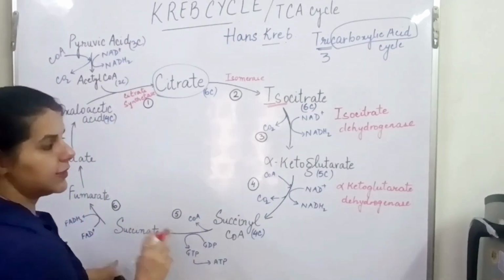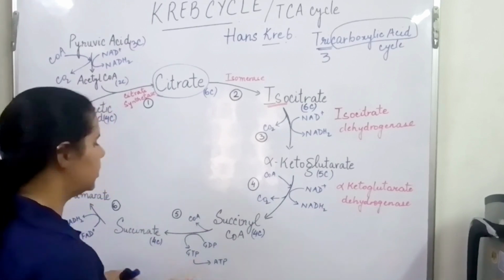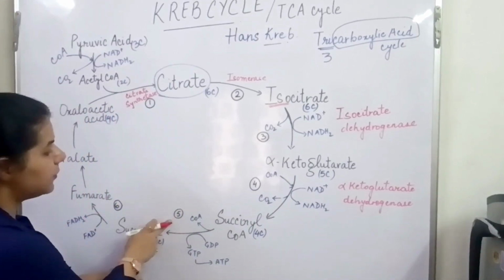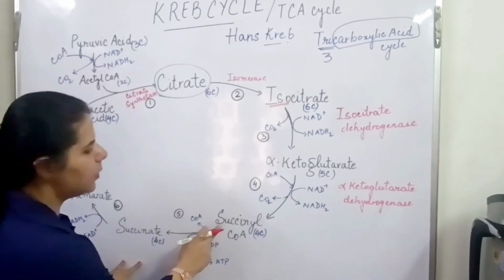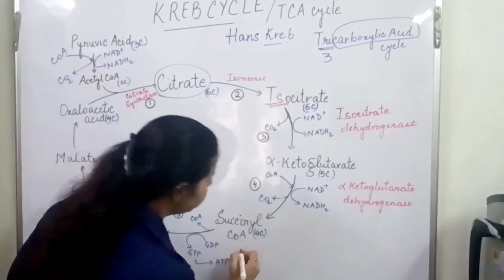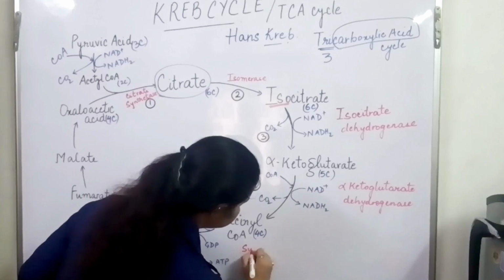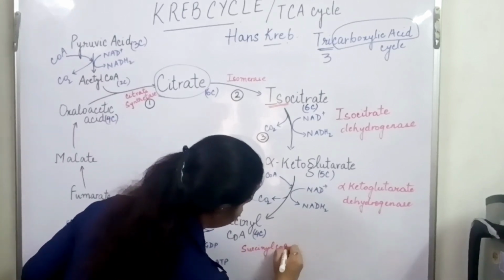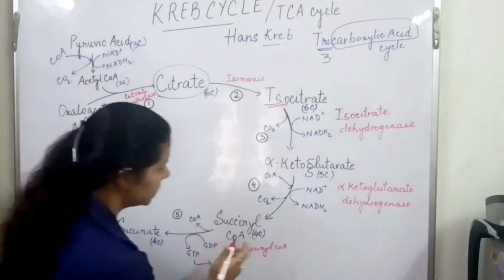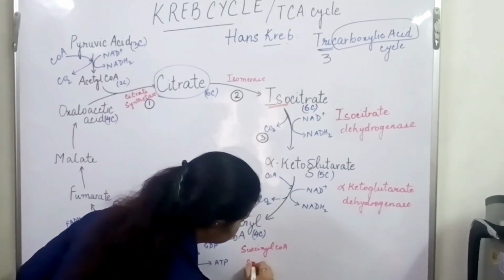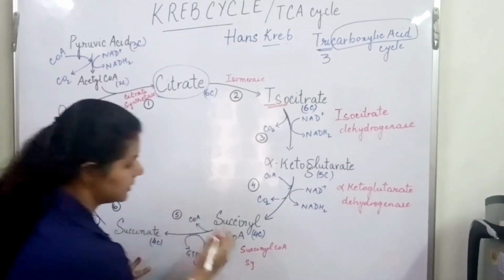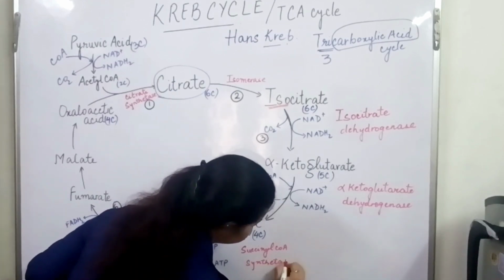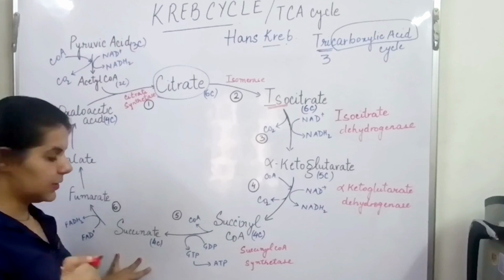So now, let us discuss about the enzymes that are being used in reaction number 5 and reaction number 6. So in reaction number 5, now the enzyme will be succinyl coenzyme A. Again, the name of the substrate. What is being synthesized? Succinate is being synthesized, hence the name succinyl coenzyme A synthetase. This is the name of the enzyme.